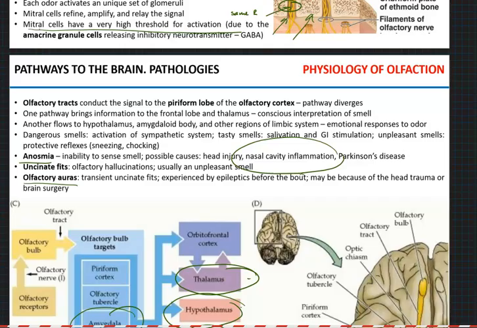Olfactory auras. Important concept if you are working with people who suffer from epilepsy. Almost all of them, before they have an epileptic bout, have olfactory auras, which are short-term hallucinations, olfactory hallucinations.